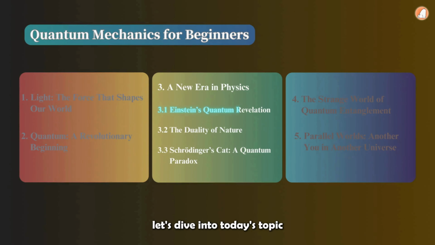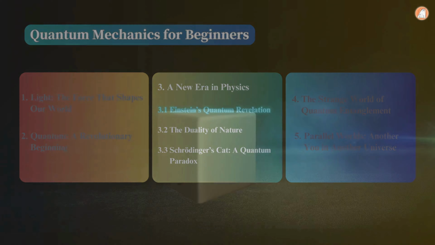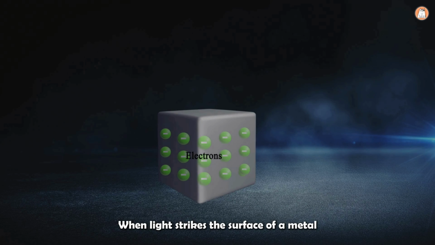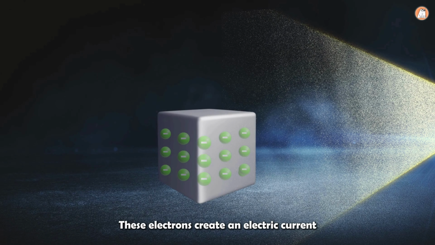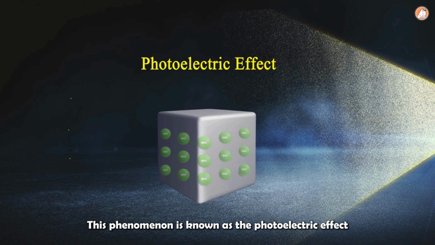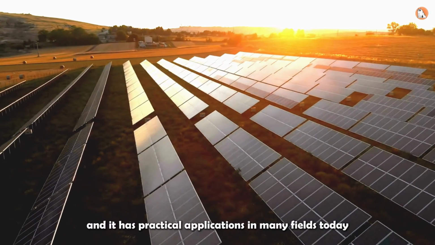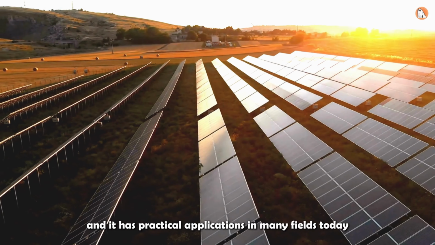Now let's dive into today's topic. When light strikes the surface of a metal, it ejects electrons from the material. These electrons create an electric current, generating electricity. This phenomenon is known as the photoelectric effect, and it has practical applications in many fields today.